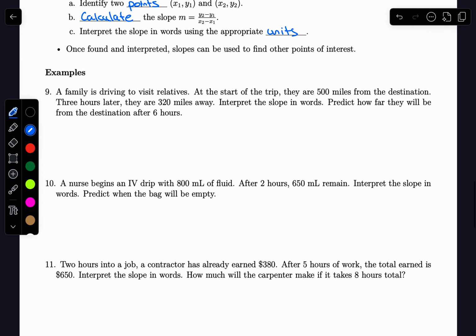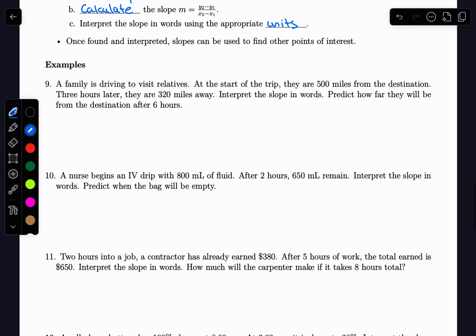So first one, number 9. A family is driving to visit relatives. At the start of the trip, they are 500 miles from the destination. 3 hours later, they are 320 miles away from that same destination. We want to interpret the slope in words and predict how far they will be from the destination after 6 hours. All right, so we need to uncover 2 points here.